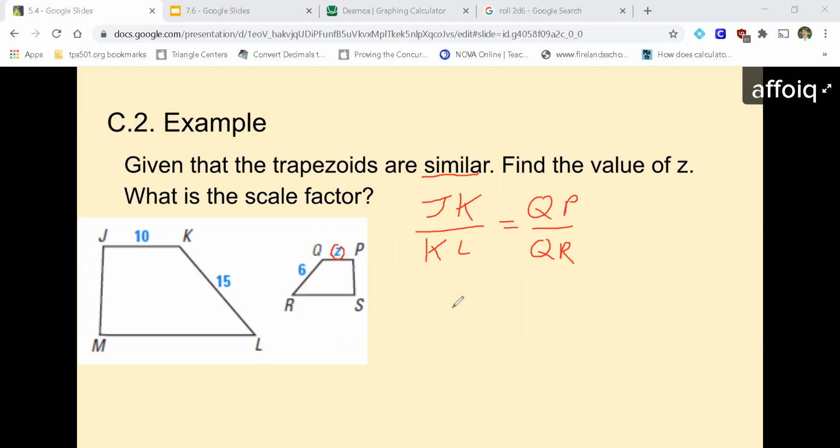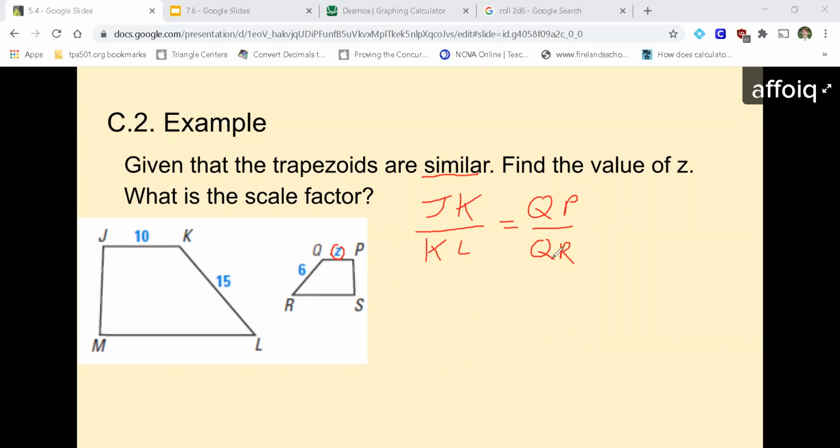Again, another way I could set this up is I could have set this up as JK over QP equals KL over QR, where I did the left top over the right top, left top over right top, and then left side over right side, left side over right side. So again, as long as I'm going left to right, or top to side, and I'm being consistent in how I set it up, it really doesn't matter how you do it.